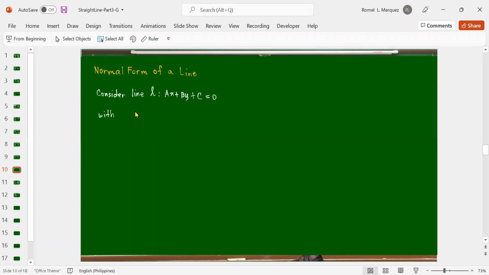And this line again has a directed distance. We will be considering it directed, meaning can be negative, can be positive, depending on whether the line is above or below. Positive if above or to the right of the origin, and then negative if to the left or below the origin. We call the directed distance, let's call it p, from the origin. Okay?